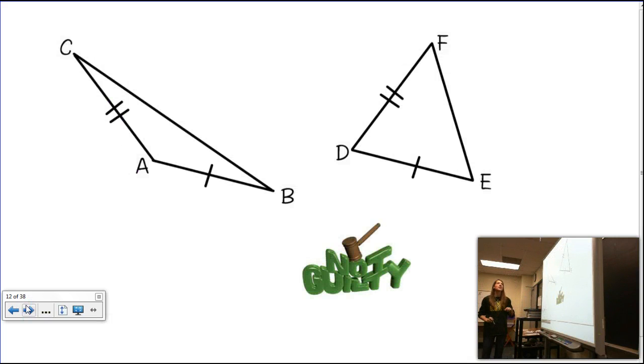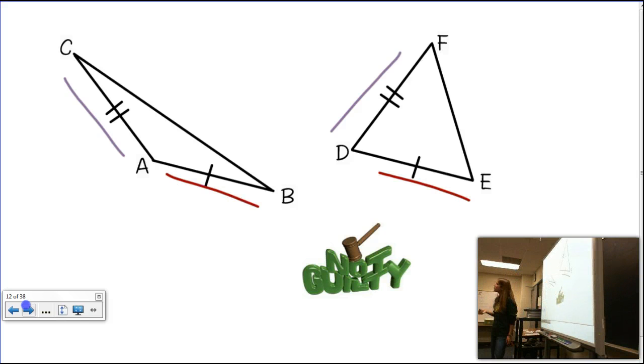Very good teamwork, guys. So, 2 sides will not do it for us. Not guilty. 2 sides is not enough. Look, this side matches this side. This side matches this side, but those triangles are not congruent. So once again, the judge bangs her gavel and says, sorry, not guilty. You walk away. There's not enough conclusive evidence.